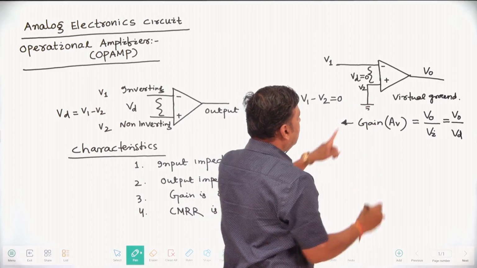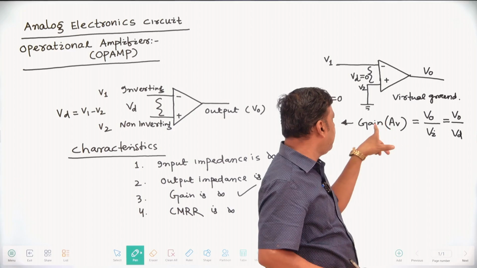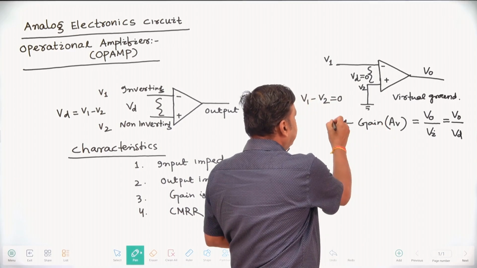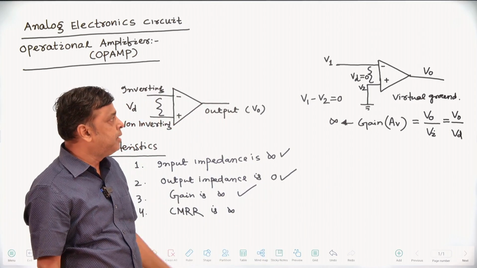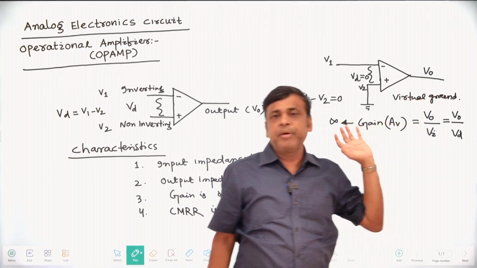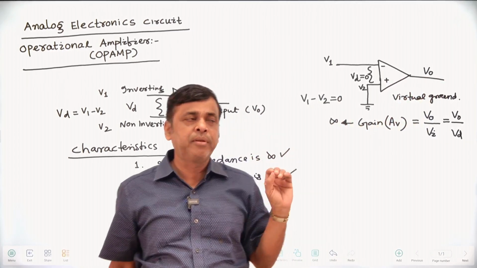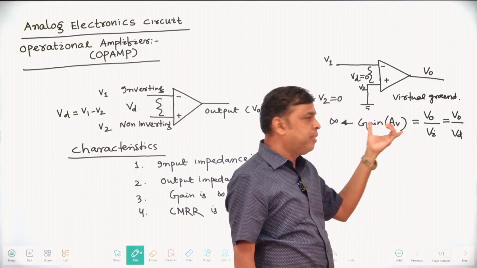If Vd equals 0, then you will get gain infinite, which is one of the properties of the operational amplifier. In an operational amplifier, the gain must be infinite. Practically it is not infinite, it is a very high value. But in case of an ideal operational amplifier, the gain is infinite.